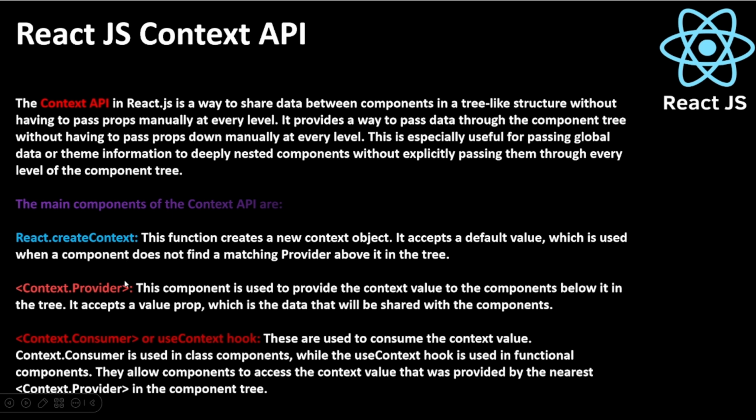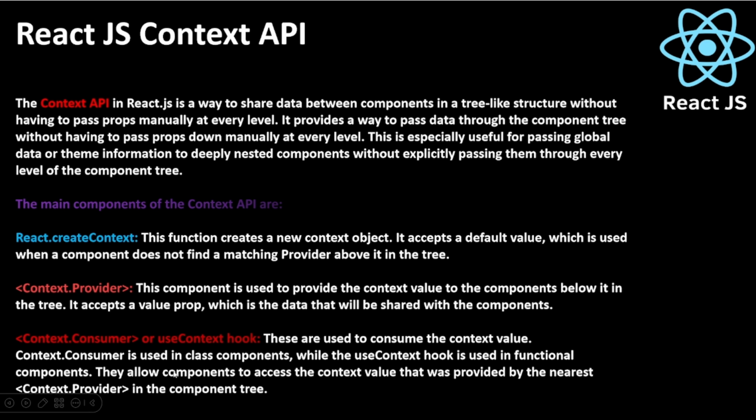React context is going to provide two things. One is the Context.Provider, another one is the Context.Consumer, or otherwise useContext. The hook is there, but that one will come in another session. So now we are going to discuss Context.Consumer and Context.Provider. The provider component is used to provide the context value to the components below it in the tree. It accepts the value prop, which is the data that will be shared with the components, guys.